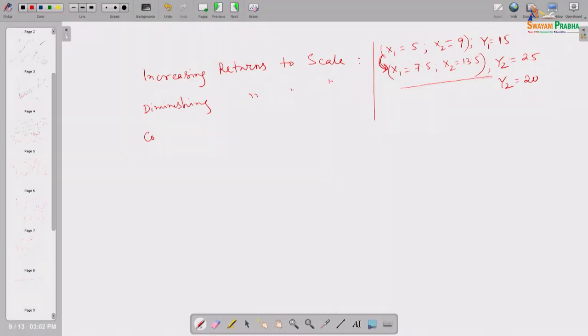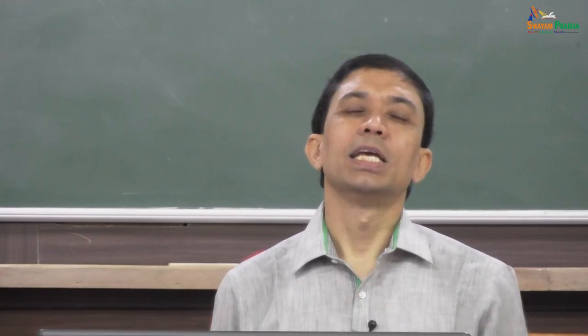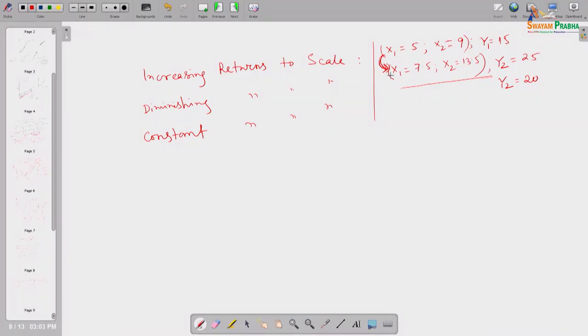And constant returns to scale, I think you definitely got an impression now. By constant returns to scale what we are referring to is definitely that the rate at which you are expanding your input vector, your output is expanding at exactly the same rate. So, if constant returns to scale is applicable, your output should be exactly 22.5 units.